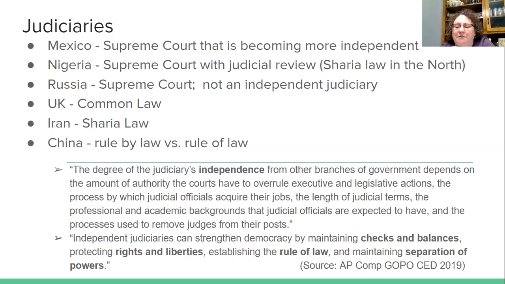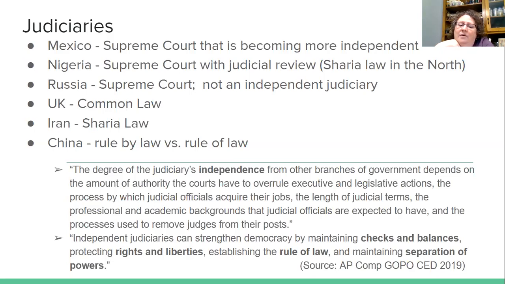Russia has a Supreme Court. It is not at all an independent judiciary. The courts of Russia, there are actually 3 of them. The courts of Russia basically just reinforce what the government says. It is not at all an independent judiciary. Rule of law doesn't really happen. Putin can make an arbitrary rule.